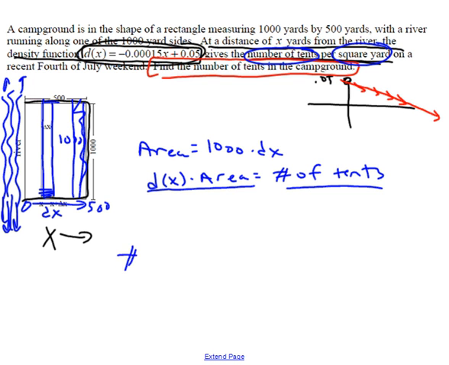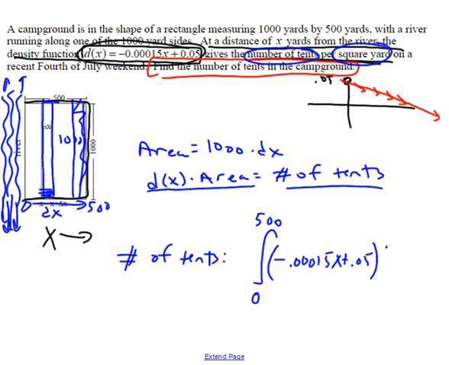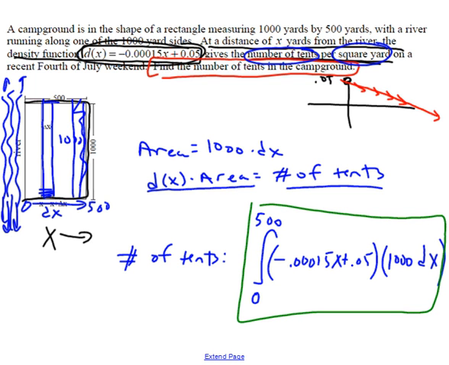So the number of tents, why don't you pause the video and see if you can write an integral for the number of tents. Well, it's going to equal the integral from 0 to 500 of my density function times my area. And there we have a nice definite integral, which will give me the number of tents. And again, this is looking at my density times my area.